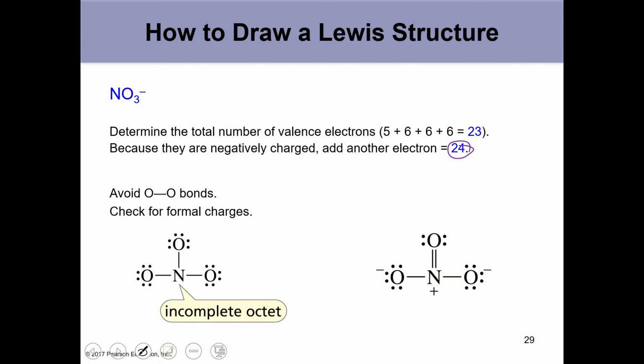Now we have to consider how they are bonded together. The first atom written here, the one which there is only one of, is nitrogen, and nitrogen should be made the central atom. Anytime you have a polyatomic ion with oxygen, oxygen is the outer atom and the other atom is the central atom. So for nitrate, nitrogen will be the central atom.